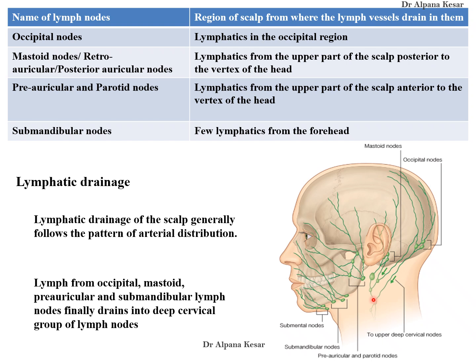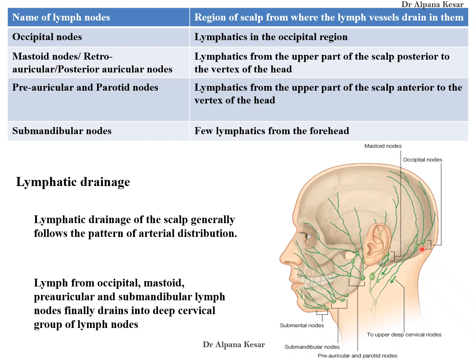The lymph nodes present in the region of head are the occipital group of lymph nodes, mastoid group of lymph nodes, parotid group of lymph nodes, submandibular lymph nodes, and submental lymph nodes.